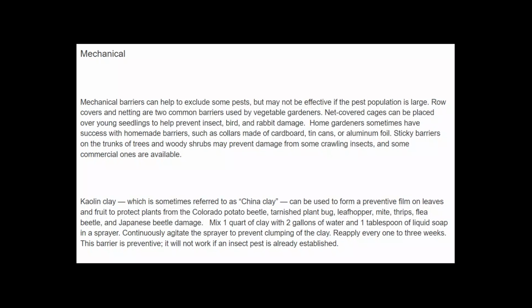available. And kaolin clay or china clay can be used to form a preventive film on the leaves of fruit to protect plants from a certain type of beetle or tarnished plant bug, leafhopper, mite, thrips, flea beetle, and Japanese beetle damage.